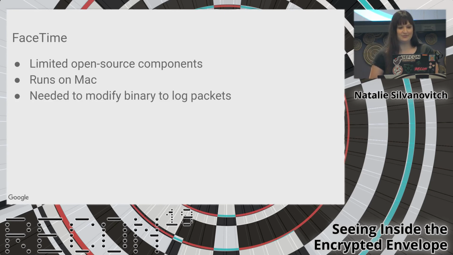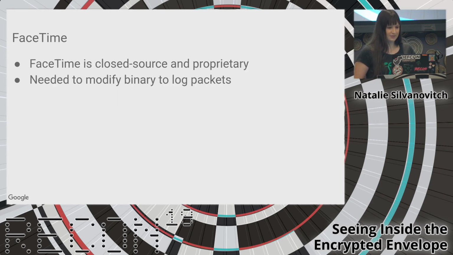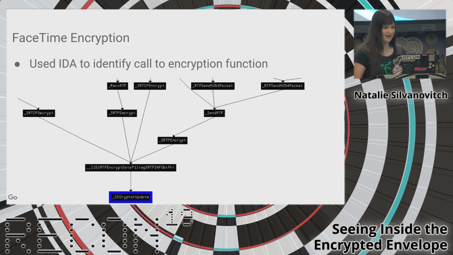And FaceTime was interesting because it had very limited open source components. Luckily, it did run on a Mac, so that made it easier that I wasn't trying to hook stuff on an iPhone. But it was still time consuming, because I needed, in this case, to modify the binary once again to log the packets. So I started off by trying to figure out where it encrypted stuff.